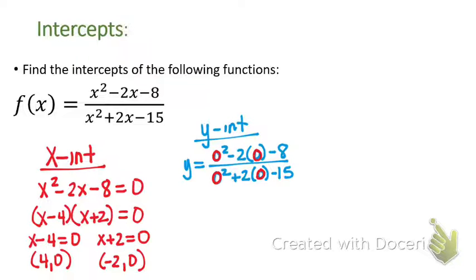Now, of course, anytime you multiply something by 0, it cancels out. So these are going to cancel. And you'll be left with the -8 over a -15. Two negatives become positive. And we'll just leave that as a fraction. Don't write it as a decimal. Your y-intercept is at 0 and at +8 over 15. And that would be your x and y intercepts.